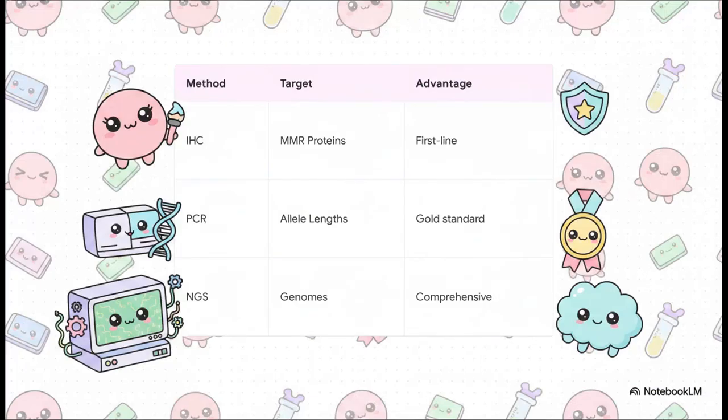Let's step into the diagnostic lab for a second and see exactly how medical detectives spot these completely invisible typos. Basically, we rely on 3 main diagnostic weapons. They escalate from quick, basic protein checks all the way up to massive computational sequencing. We have immunohistochemistry, PCR-based analysis, and next-generation sequencing. Each of these has a very specific target and a unique advantage in the clinic.